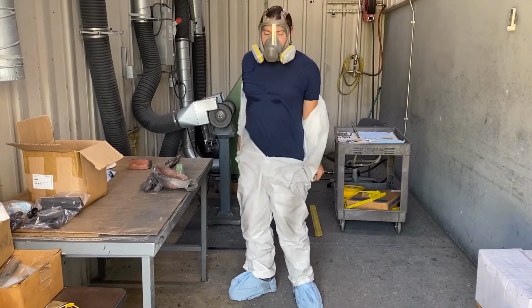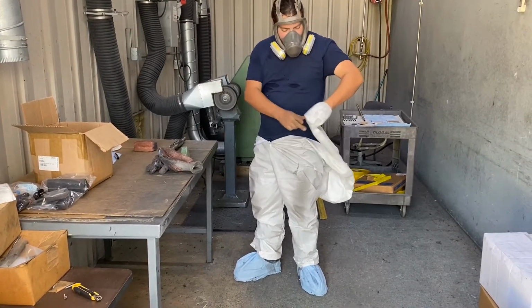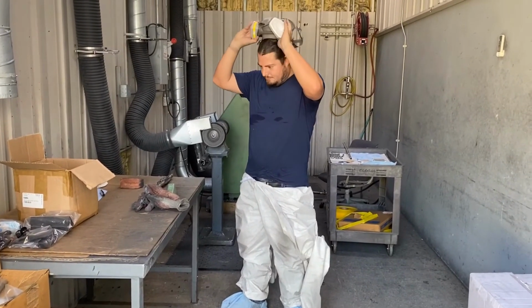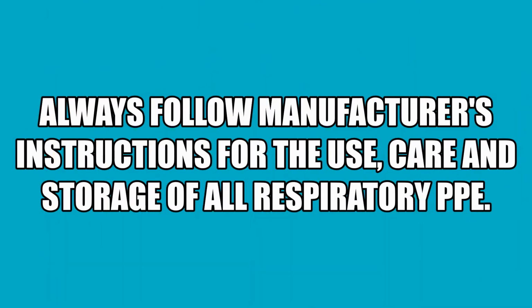Types of respiratory protection are dust masks, half masks, full masks, powered air purifying respirator, supplied airline respirator, and self-contained breathing apparatus. Always follow manufacturer's instructions for the use, care, and storage of all respiratory PPE.